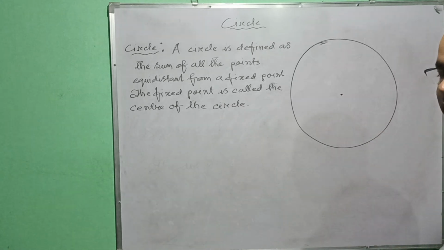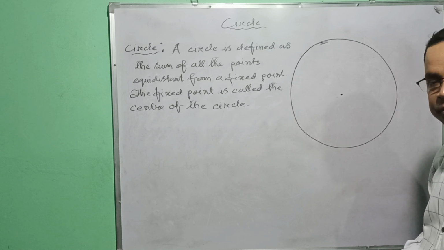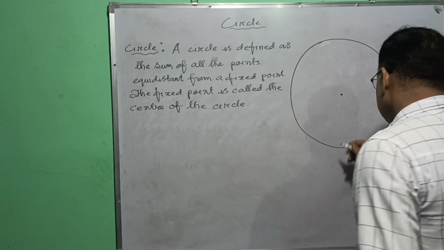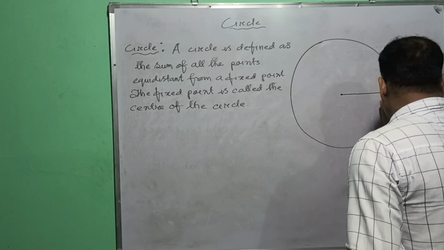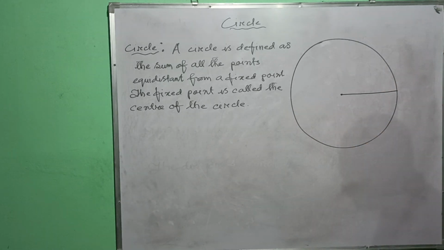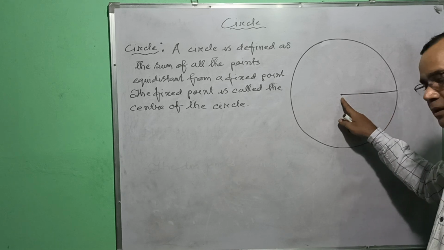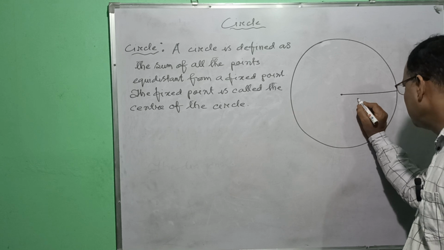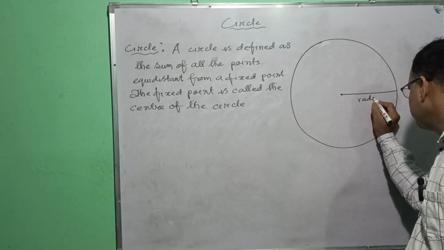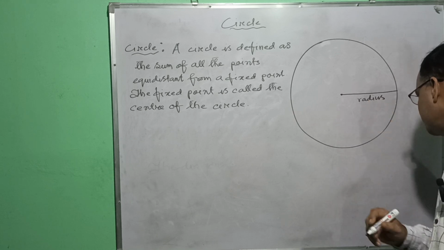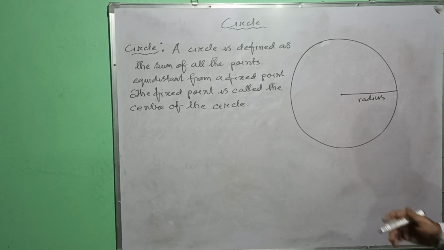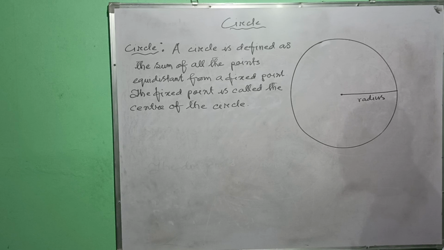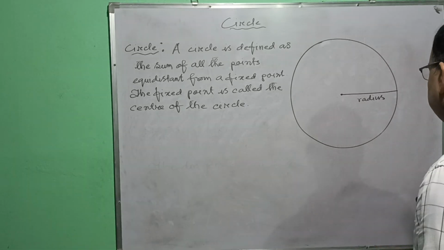Now one by one we'll discuss different terms of circle. So in a circle, first of all, if we draw a line segment from the center up to the circumference, so this is called radius. We can write here radius. So this is the radius of a circle. So we can draw many radius. So in a circle, infinite number of radius are there.